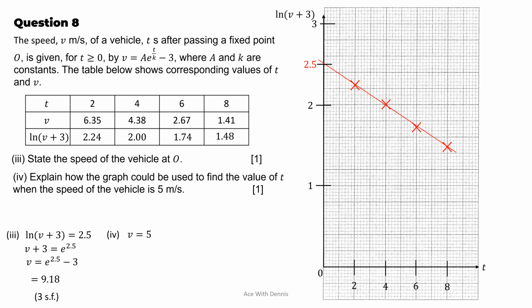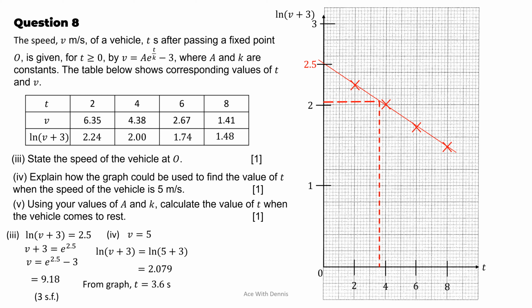As v equals 5, ln(v + 3) will be ln(5 + 3), which is 2.079. So from the graph, we find the value 2.079, which is here, and the corresponding t value will be 3.6 seconds from the graph.